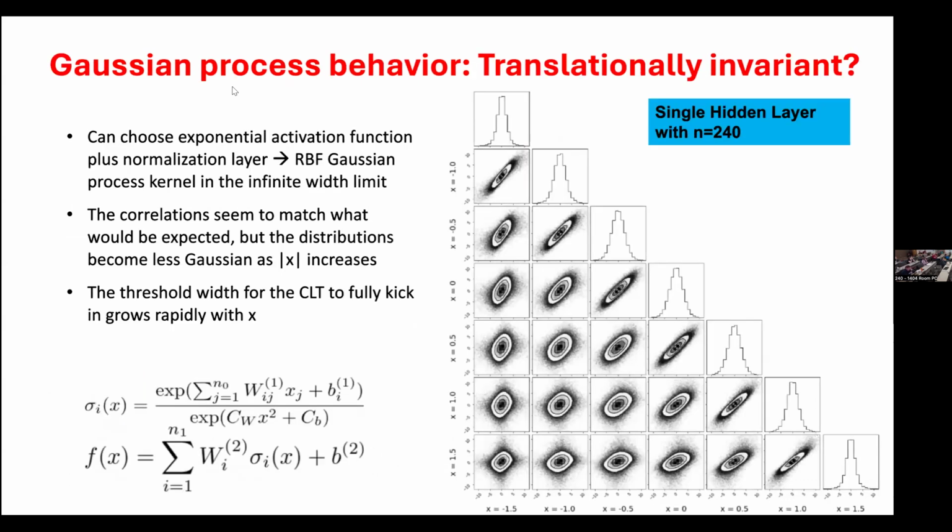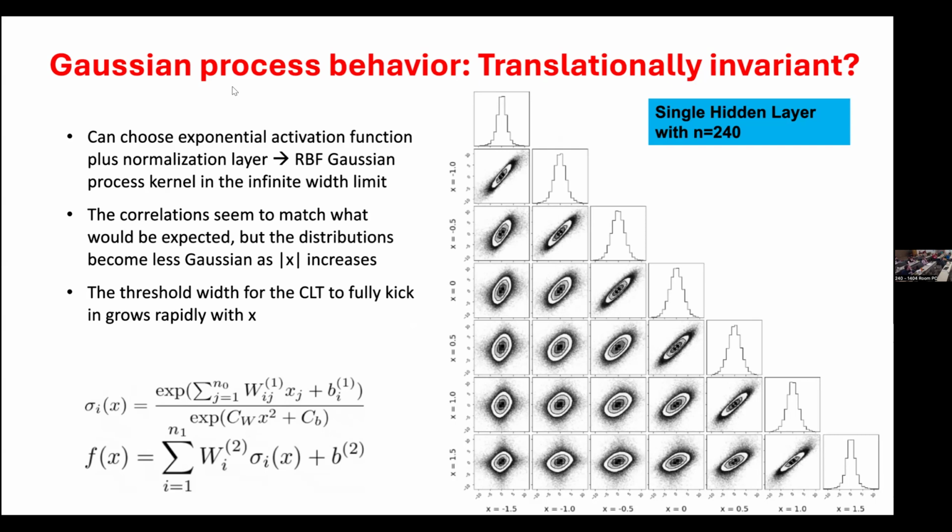Another thing that's interesting is you can calculate these Gaussian process kernels, and you can also reverse engineer it so that you can make an activation function that generates a particular Gaussian process kernel. This is supposed to be an RBF Gaussian process kernel, so radial basis function, in the infinite width limit. One thing that we found out was that these correlations match what you'd expect to see, but as you move to higher magnitudes of your input, they become less Gaussian. You can see the tail behavior isn't quite right. That shows that when you're considering these things, you have to worry about the size of your inputs when you're waiting for the central limit theorem to kick in.